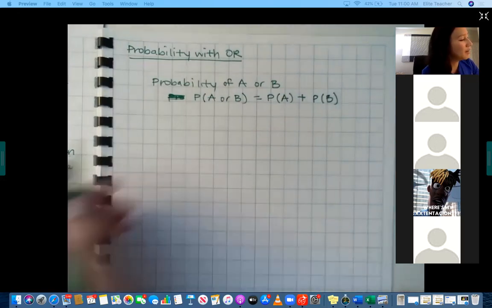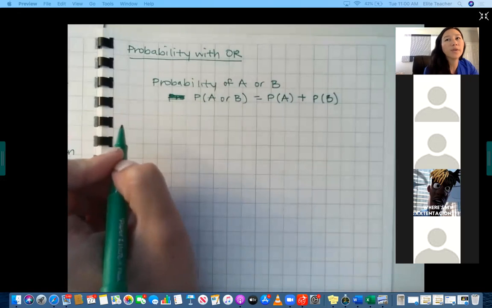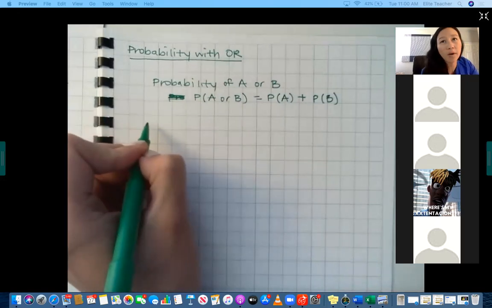So we're going to use our same bag that we used before. So we have a bag with three white marbles, three green marbles, and four yellow marbles.